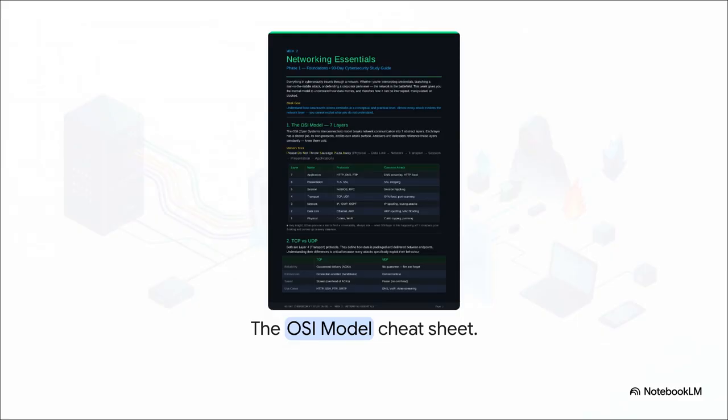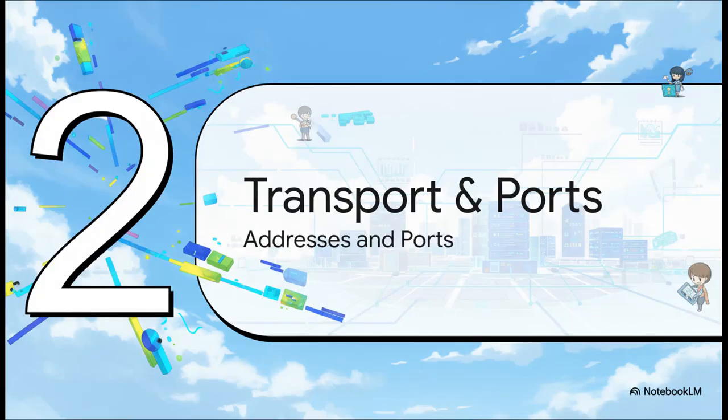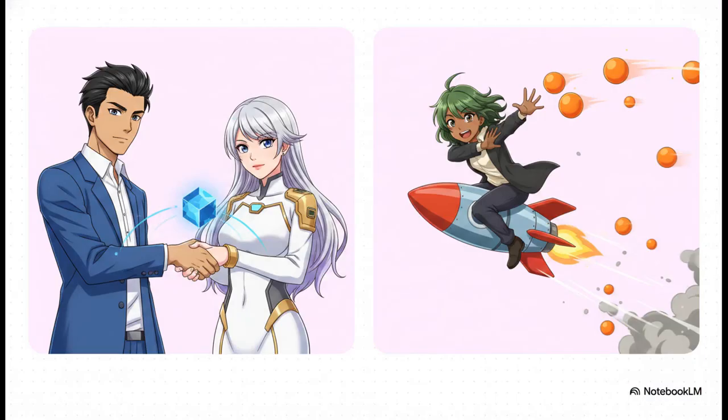Here's the core cheat sheet straight from the study guide, mapping out this foundational terrain perfectly. Attackers and defenders reference these layers constantly, like all the time, so it's something you really need to know cold. The whole shebang builds right on top of this model. Moving on to Section 2, Transport, Addresses, and Ports. Now that we have the overarching map, let's zoom in on the exact mechanics of how data is packaged and delivered across the network.